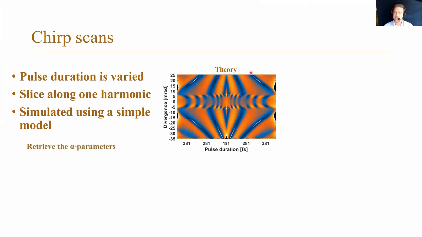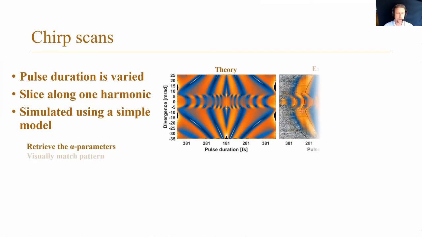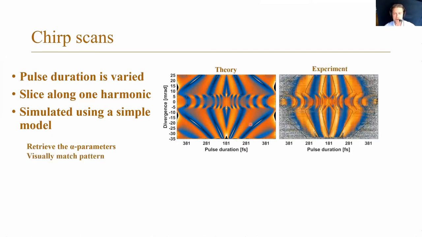If we compare this now to our experiment, we can use this model to retrieve the alpha parameters. Not only do we get the spacing between the fringes, we also get the curvature of these fringes. So we get the relative phase between the long and the short trajectory from here, but also the absolute numbers. So we can really map out, measuring the relative and absolute phase for the long and the short trajectory, looking at the signal on axis.